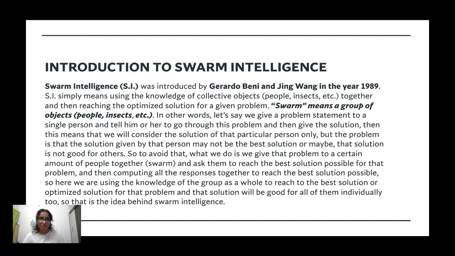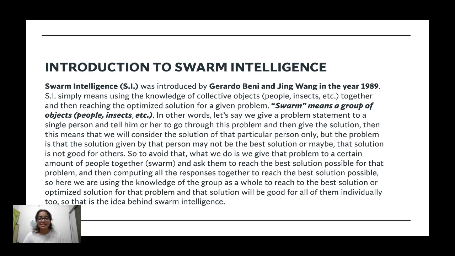Let's come to the introduction of swarm intelligence. It was introduced by Gerardo Beni and Jing Wang in the year 1989. SI simply means using the knowledge of collective objects together and then reaching the optimized solution for a given problem. Swarm means a group of objects, people, insects, etc.